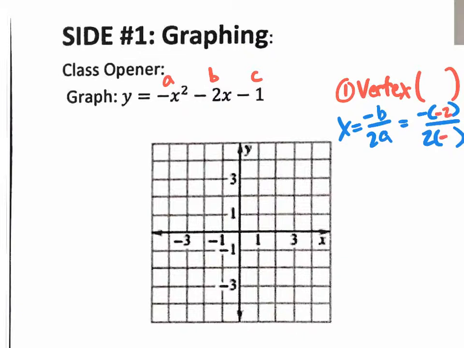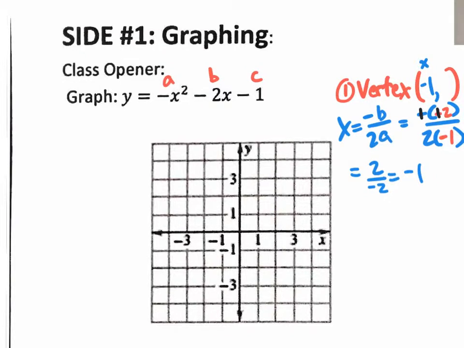The b value is negative 2. The a value is negative 1. And as you can see on the numerator of the fraction, a minus minus 2 becomes plus plus. And on the bottom, 2 times negative 1 is negative 2. So what you really have is x equals positive 2 divided by negative 2, which is negative 1. That's our x value of our vertex, negative 1.